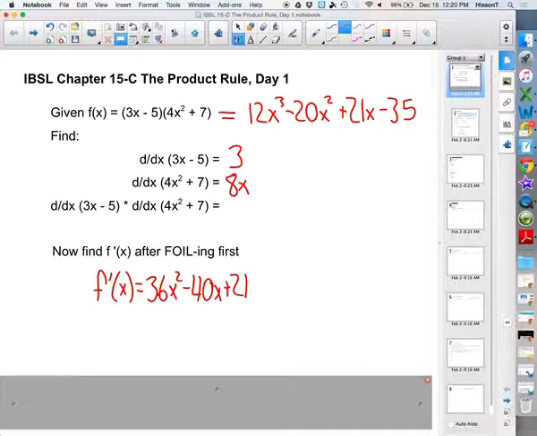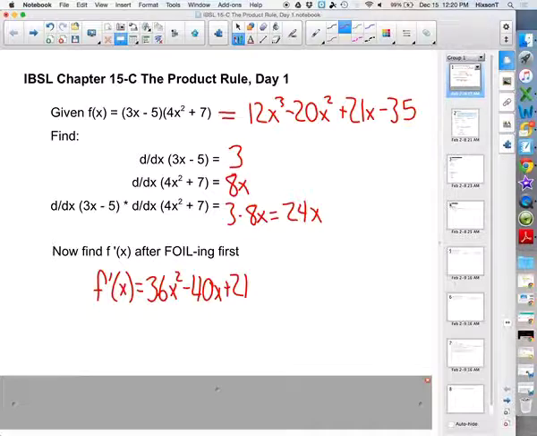So according to this logic, one tendency students have is they just take the derivative of one, the derivative of the other, and they multiply them together. 3 times 8x, and they want to make the derivative equal to 24x, which obviously, as you can see, is not correct.